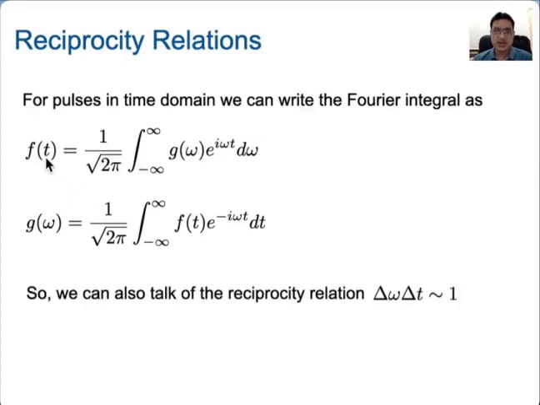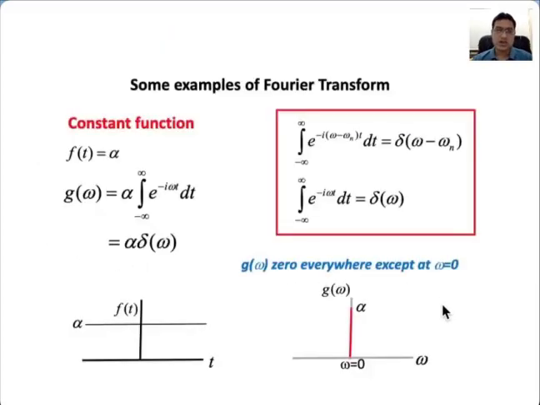Okay, so now we can also use this concept of the reciprocity relation, and we can say that delta omega, the small increment in frequency, we will see what is the real meaning of delta in coming time. Okay, so delta t and delta omega, the product of the two is always approximately 1. Okay, so let's do some more examples of this Fourier transform or Fourier integral.